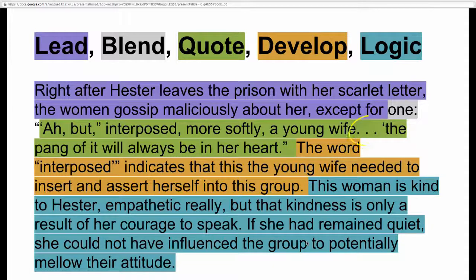I have my quote. Notice that I have ellipses because I only take the part that's essential and I leave some part out. I develop the meaning of my quote, making sure I use some literary analysis language like indicates, which is one of the signal words that I'm talking about why an author does something or how he does it. But most of all, I have the logic. I explain that kindness and courage have a cause and effect relationship. These are examples of what I call the perfect sentences.